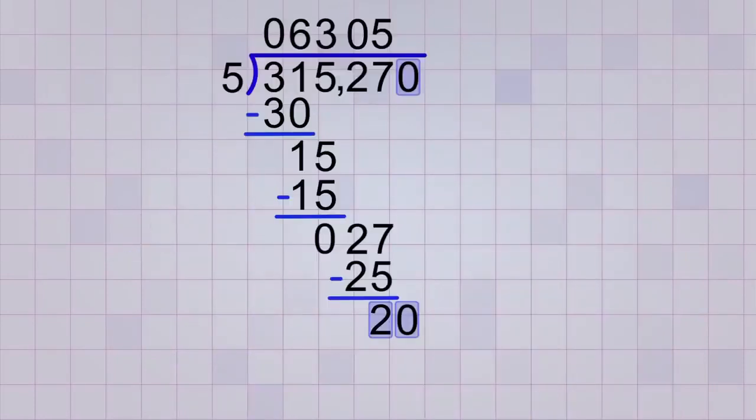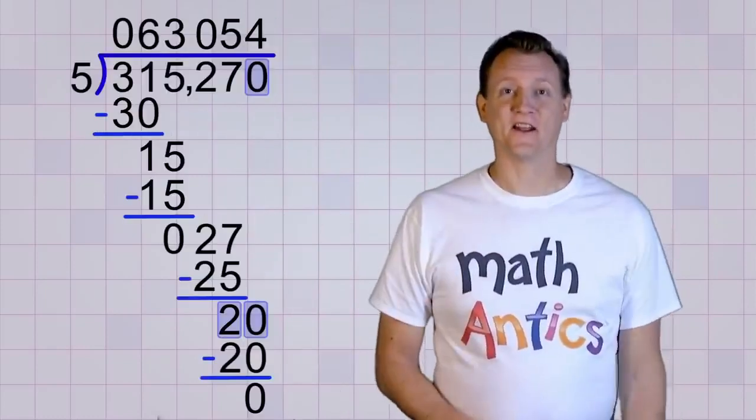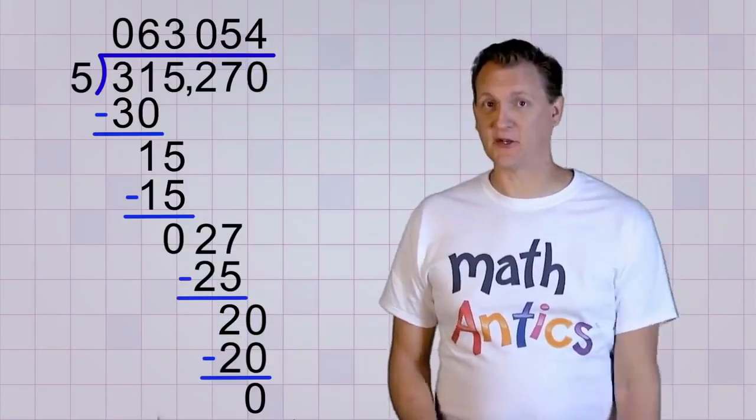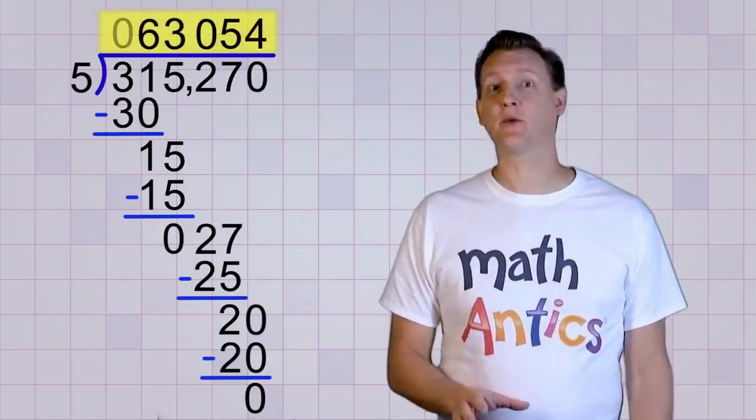Now we ask, how many times will 5 divide into 20? 4. 4 times 5 is 20, and 20 minus 20 is 0. Yes, we're done. There's no more digits to divide, and you can see that our final answer is 63,054. All right, that's a procedure for long division.